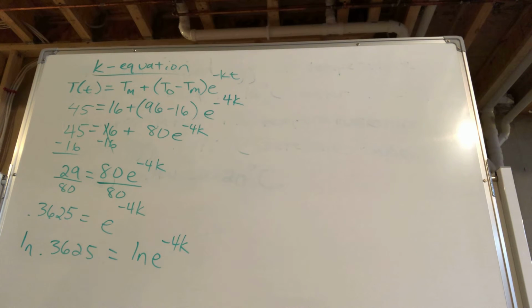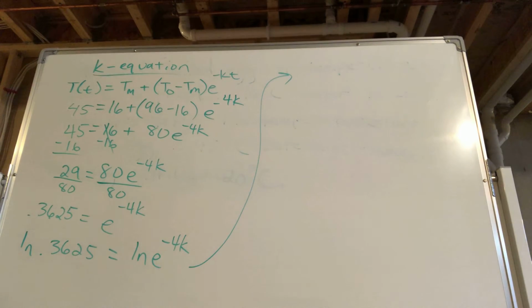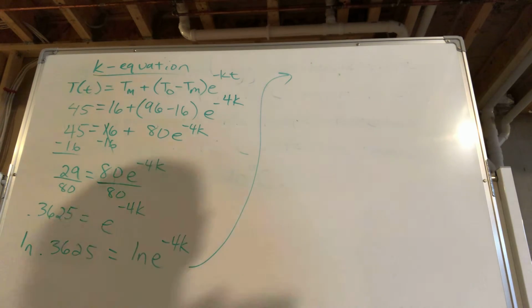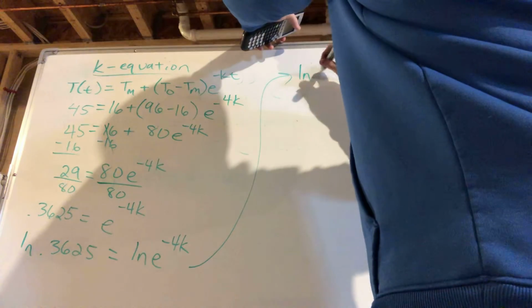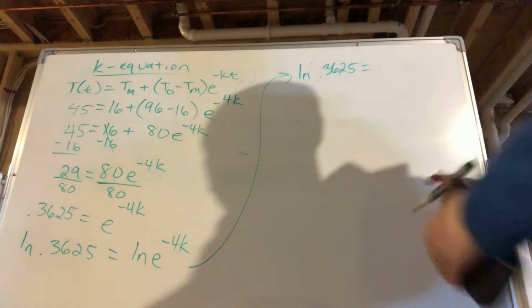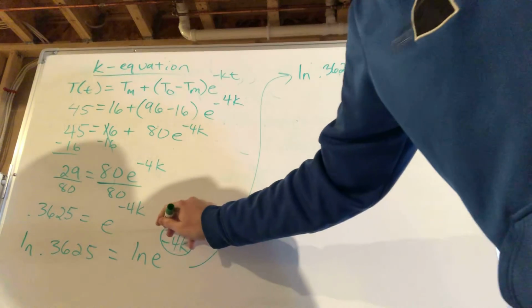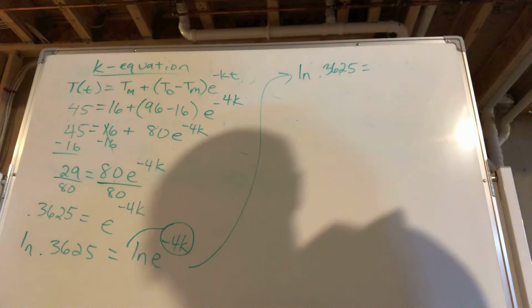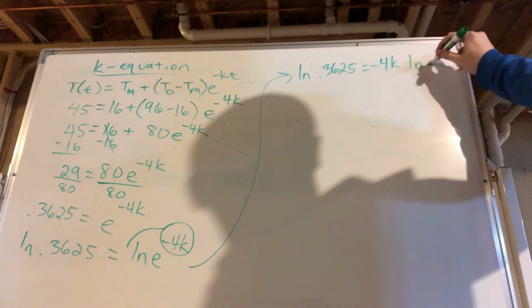All right, looks like you can still see that. Okay, let's keep going. I'm going to move this up here. So I've got ln of 0.3625. Let me write that down again. Is equal to. Now what I can do is take this negative 4k. Since we have a logarithm out in front, we can use the power rule and just move that down to the coefficient. Rewrite as a coefficient. So it's negative 4k times ln of e.